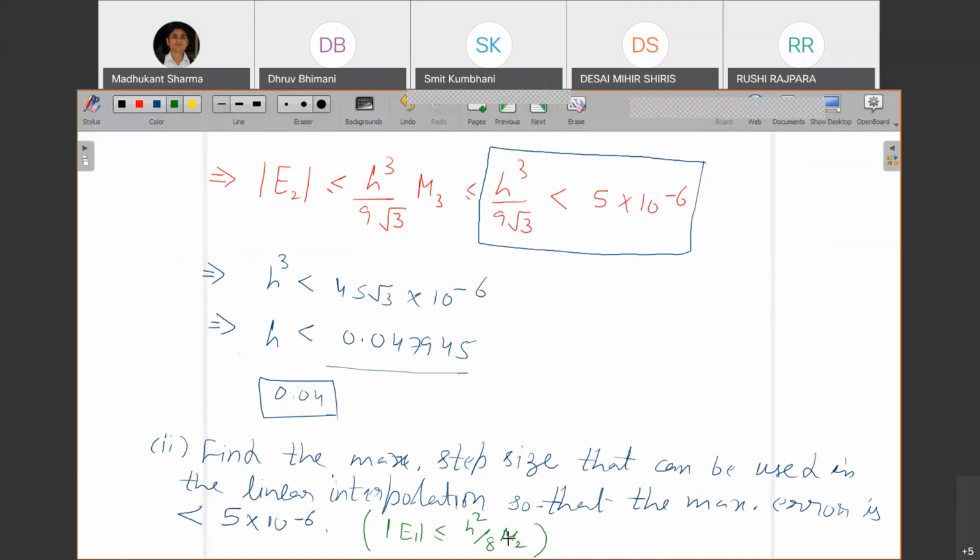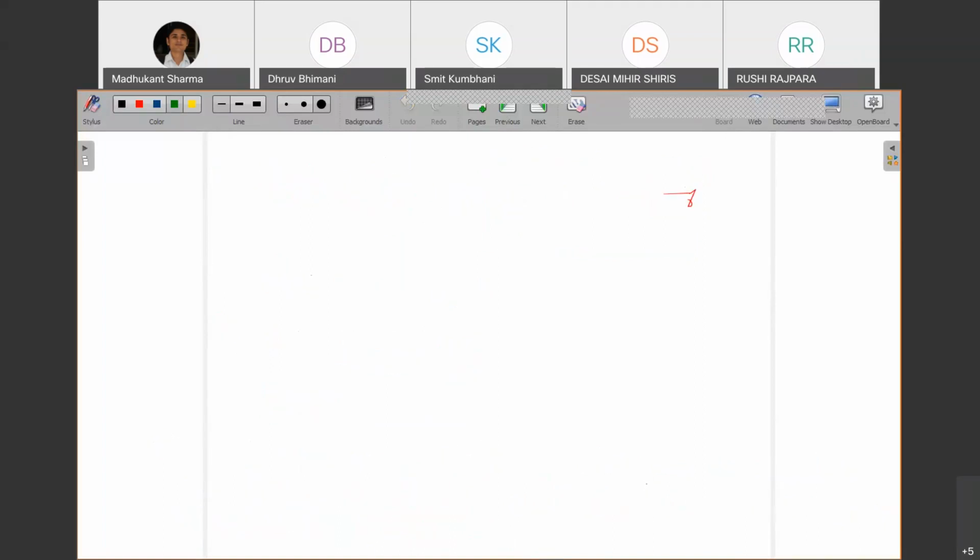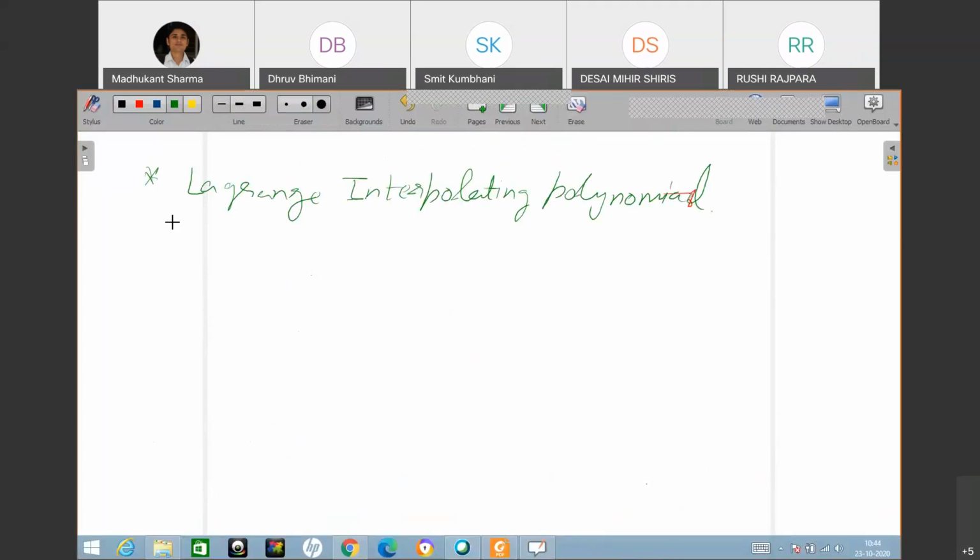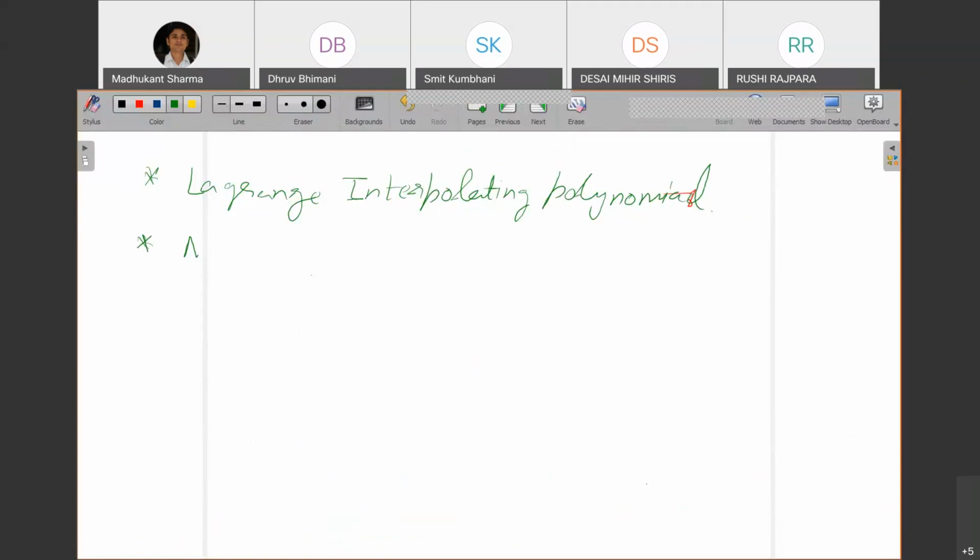Okay. Now we have seen two types of interpolating polynomials. One is the Lagrange interpolating polynomial, and another was the Newton interpolating polynomial. So Newton's form and Lagrange form. So we are aware of two types of representation of the interpolating polynomial.